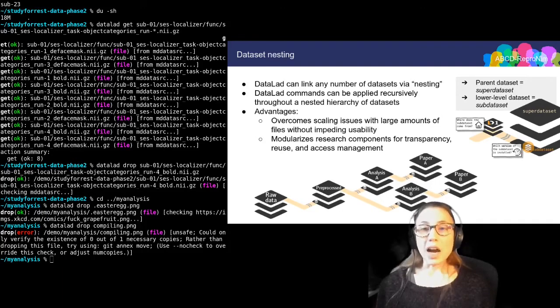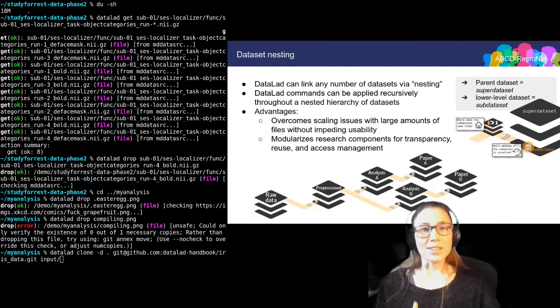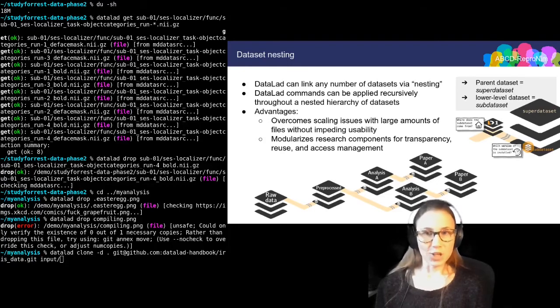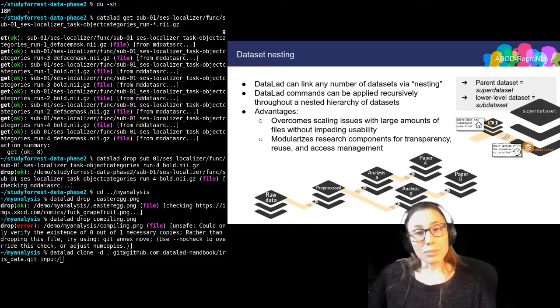Let me show you how to nest a dataset. I will do this in order to prepare my data analysis. And I'm doing it by installing a dataset that contains some input data on which I will later run a data analysis. The command that I'm using here is again datalad clone, but this time I'm using an additional flag, -d, which is short for --dataset, and that needs to point to the root of my analysis dataset, which will become subsequently the super dataset in this hierarchy.